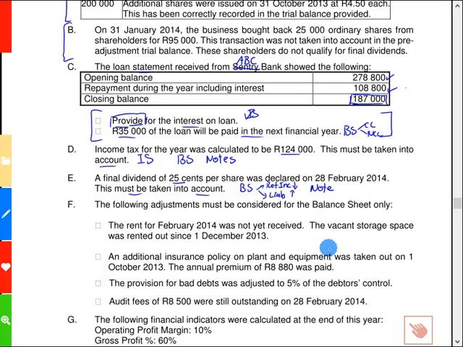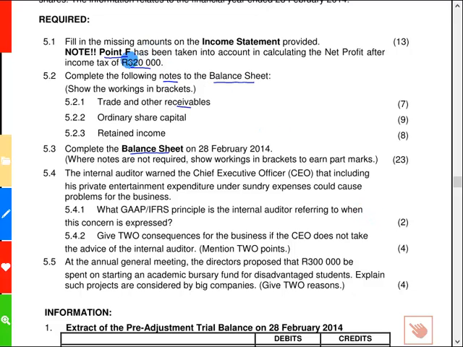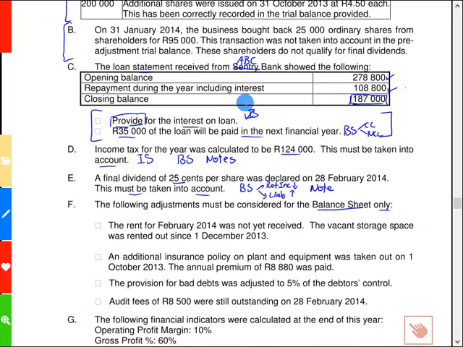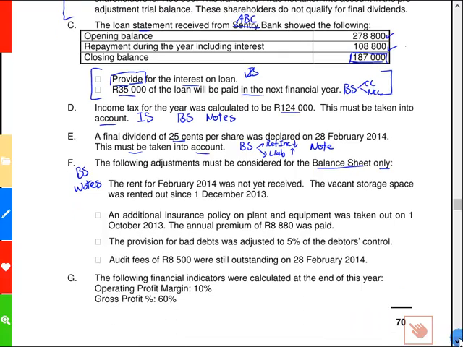Then number F, the following adjustments must be considered for the balance sheet only. So we know it doesn't affect the income statement. Right, and we also were told that point F has been taken into account in calculating the net profit after income tax of 320. So this point F we can actually ignore for the income statement. This is going to be for the balance sheet and the notes. Right, then we can just quickly read it. It's got information about the rent, insurance, provision for bad debts, and audit fees. Okay, and all of this has been taken into account in the income statement.